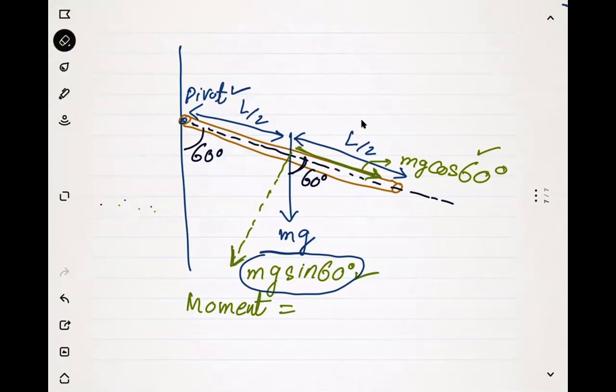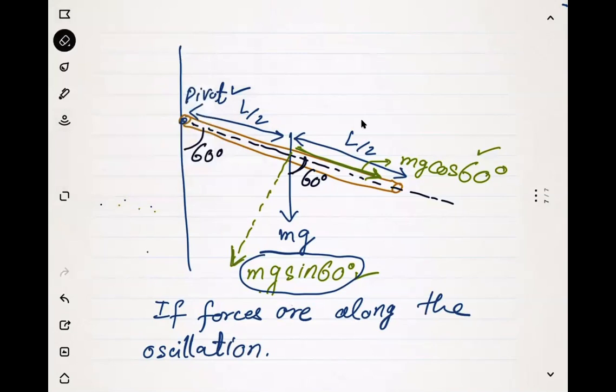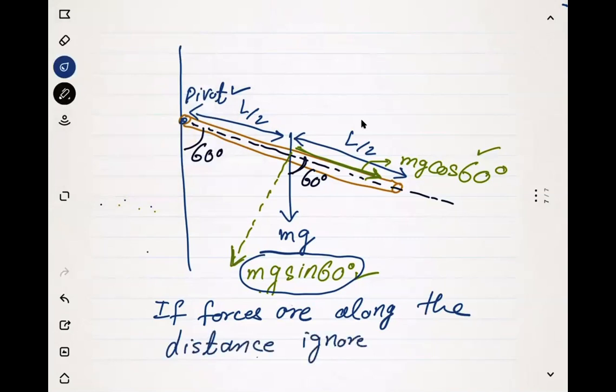So while calculating moment, you have to care about this fact: if there are multiple forces, and if a given force is along the motion or along the distance, ignore it. So the forces that we take must be either parallel or perpendicular to the distance which is given.